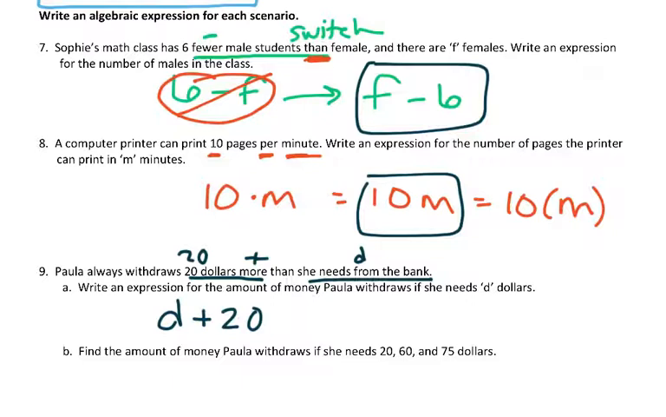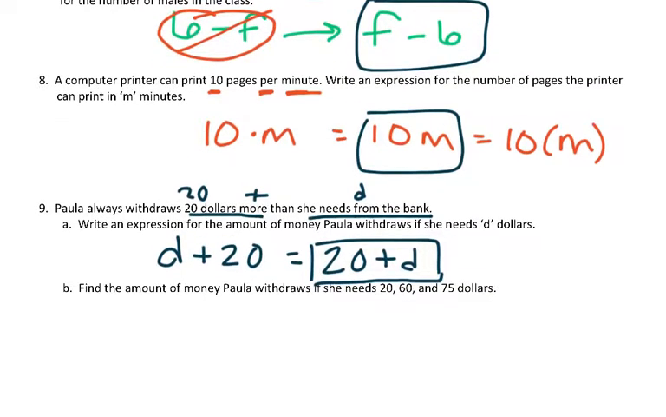Again, it does say than, and so if you want to, you could also just do 20 plus D, but remember that addition is commutative, so it doesn't quite matter. And then the last piece is actually saying, okay, well, now that you know, let's go ahead and use what we know to solve this problem. So we're going to find the amount of money Paula withdraws if she needs $20, $60, and $75.